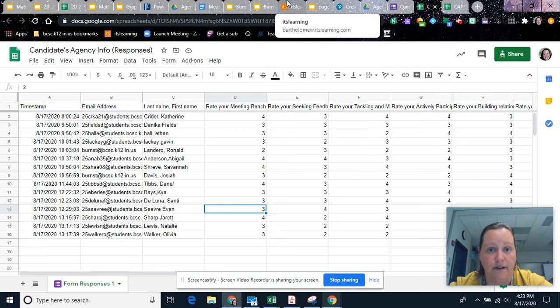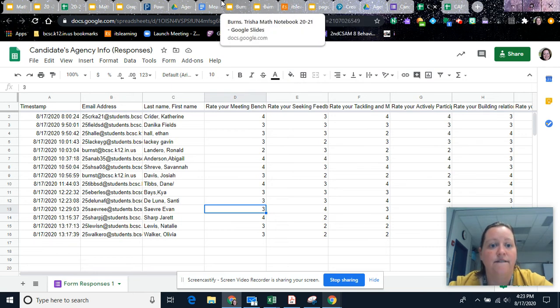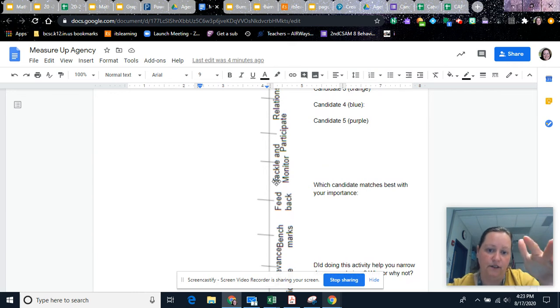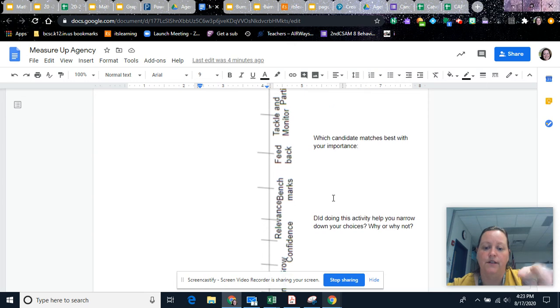Okay, please let me know if you have questions about that. Finally, once you have plotted all of their lines on the same graph, then I want you to decide which candidate matches the best with your importance. Now, notice that that doesn't say which candidate are you voting for, okay? I'm asking which candidate matches best with your importance, okay? So I want you to write that candidate's name down.